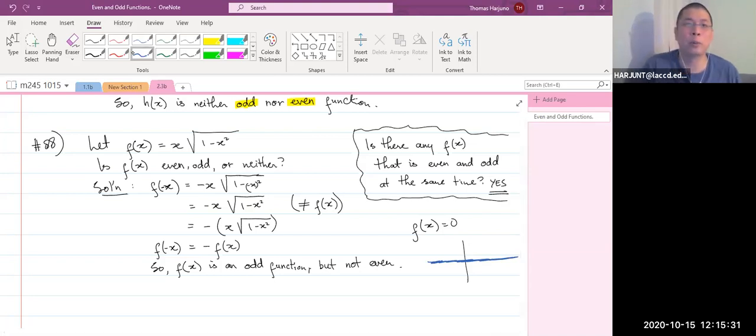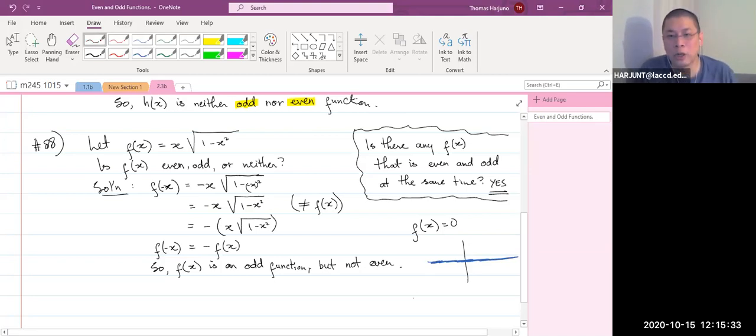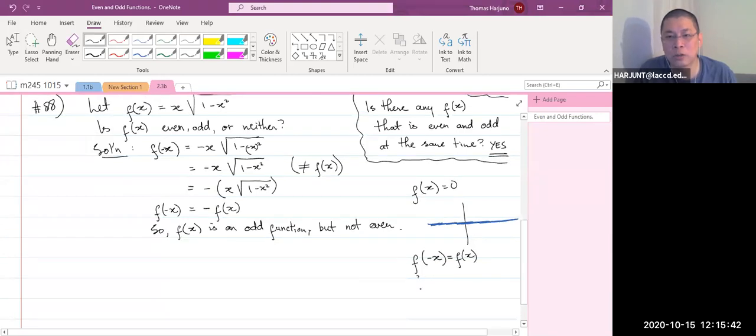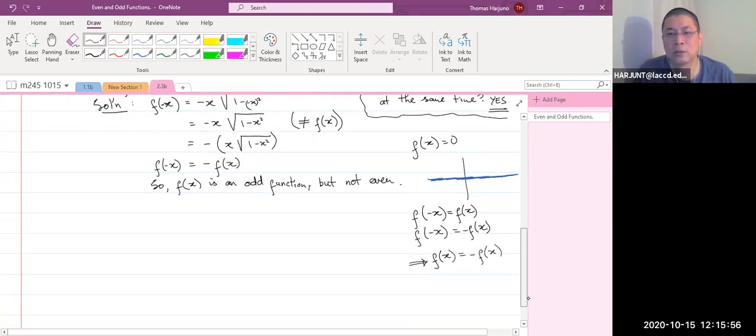How do we prove that? Well, we know that for it to be even, f(negative x) has to equal f(x). At the same time, it has to be odd, so f(negative x) equals negative f(x). That implies f(x) equals negative f(x). Does that make sense? If this is the case, adding f(x) to both sides, I get 2f(x) equals 0, so f(x) equals 0.